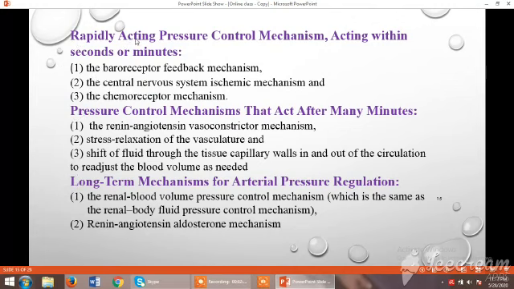Short term regulation is mainly the rapidly acting pressure control system, that is, control within seconds or minutes: baroreceptor feedback, the central nervous system ischemic mechanism, and the chemoreceptor mechanism.